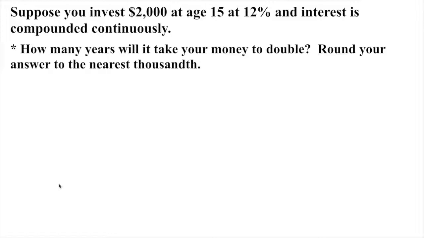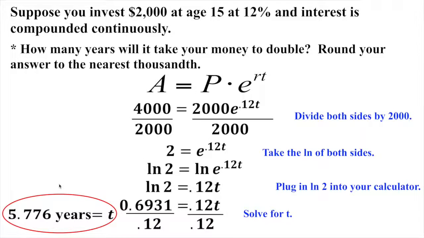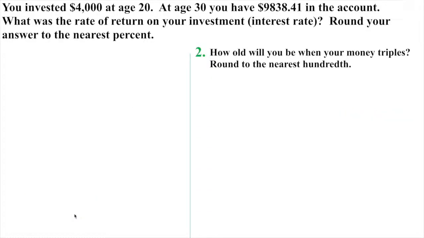Push pause on the video. Then once you work it all out and come up with your solution, come back in and press play. Check your answers. Okay, again, we have to round to the nearest thousandth, so this should be 5.776. Again, if you're going to type it in online, we're not going to leave the label there, but that will work just perfect.